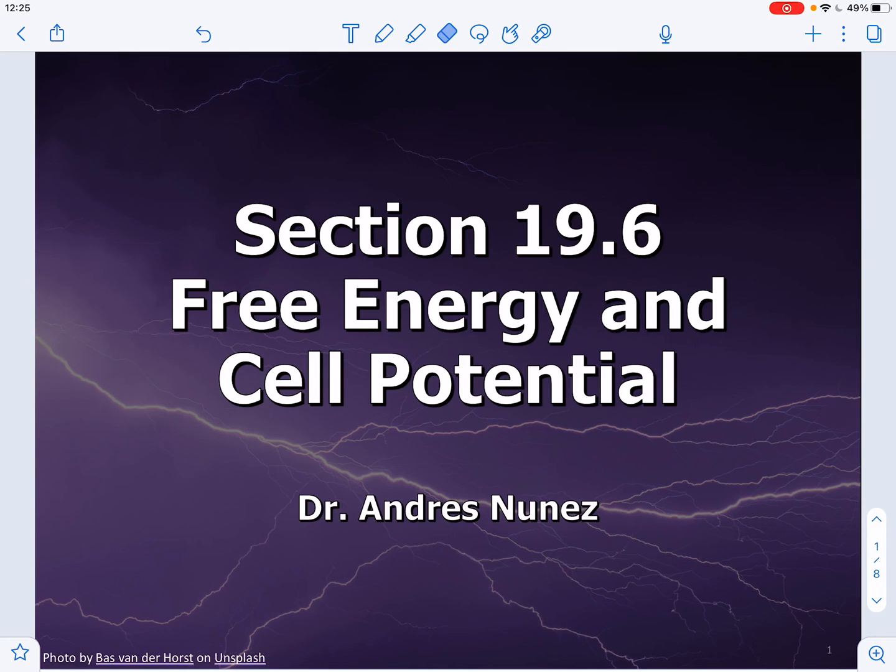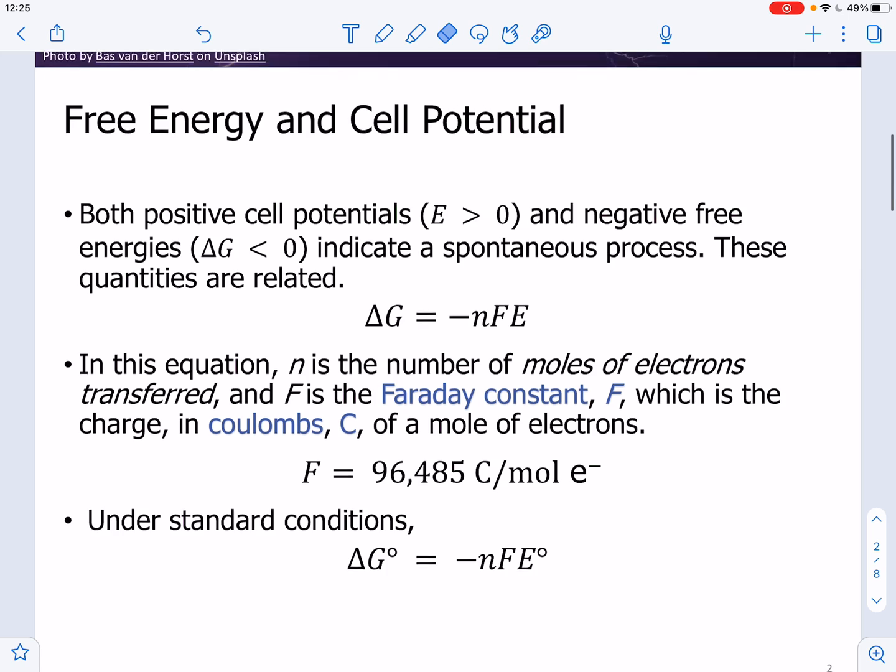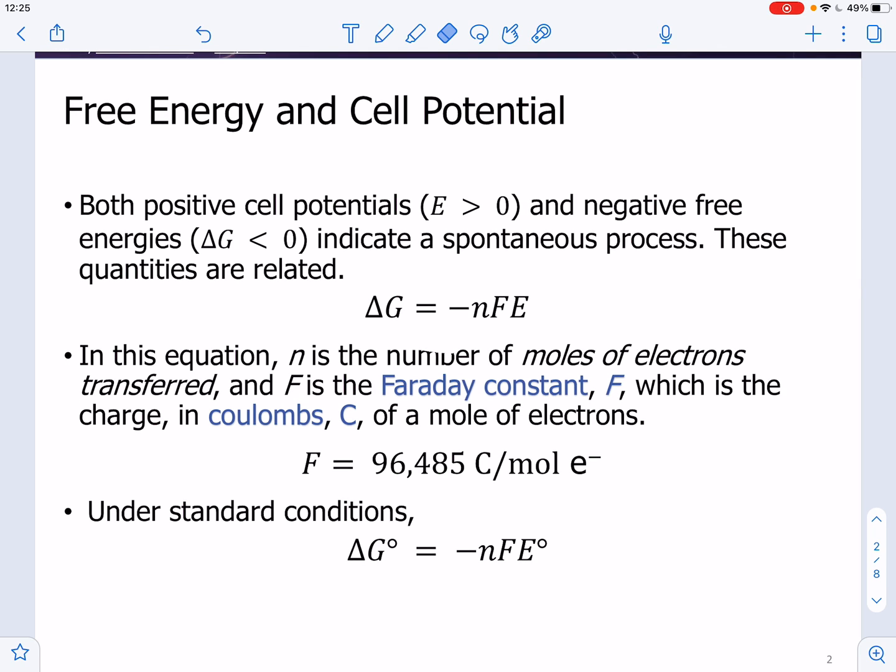This is section 19.6, and in this opportunity we are going to make the connection between the Gibbs free energy and cell potential, both of which can be used to determine the spontaneity of a chemical reaction. The connection between these two is through an equation that relates the Gibbs free energy with the potential.